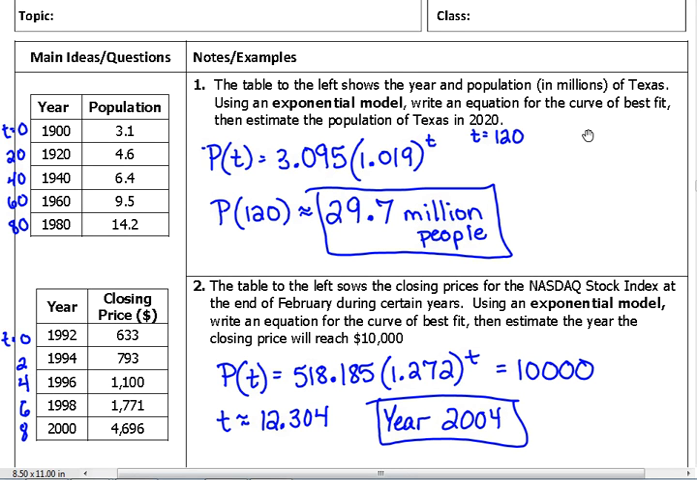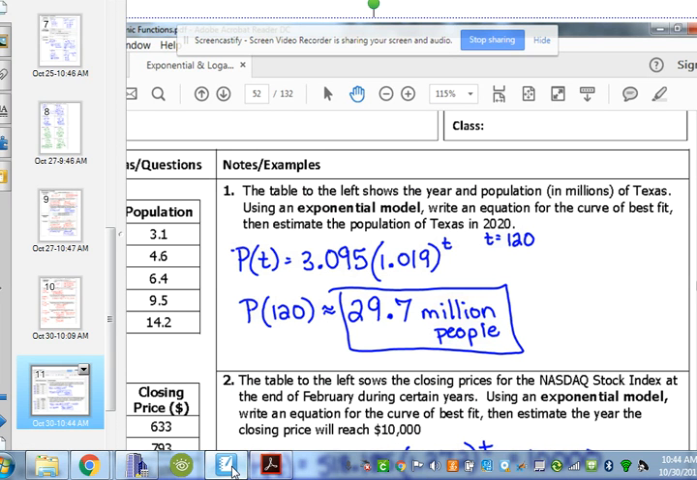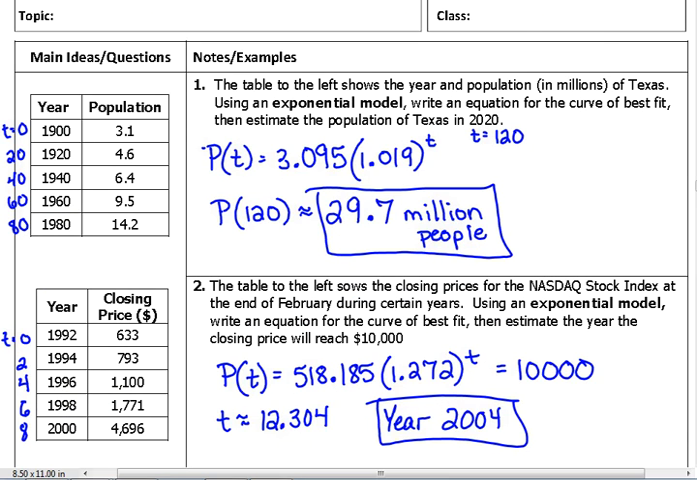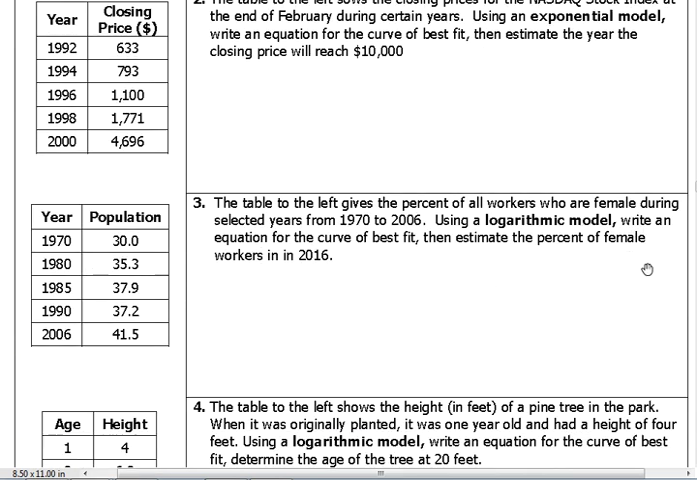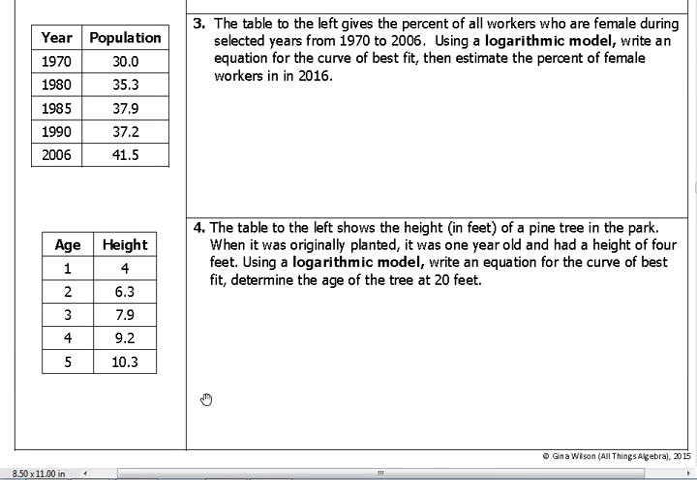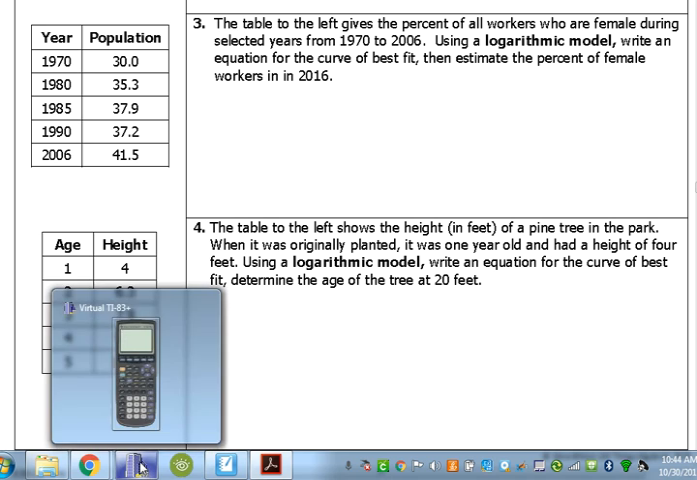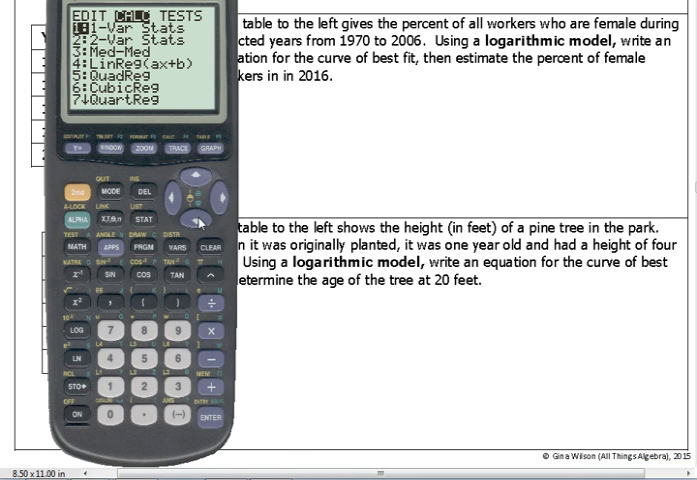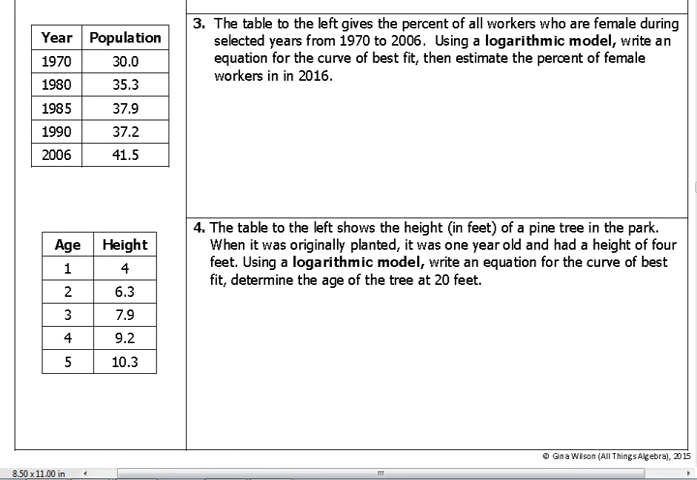Now, the next two examples aren't talking about exponential models. They're talking about logarithmic models. So it's the same idea here, but when you go to stat calc, logarithmic is number 9. Now, it has an ln, but ln is still a logarithm. It's what we call the natural logarithm. So it's number 9. So I want y'all to try and do numbers 3 and 4 there using the logarithmic model.